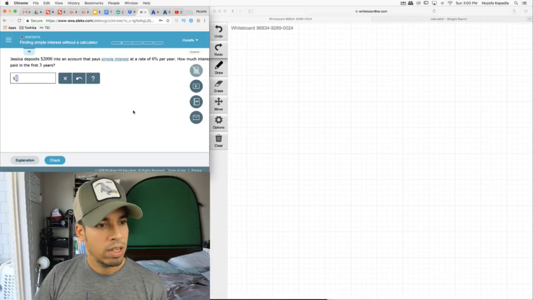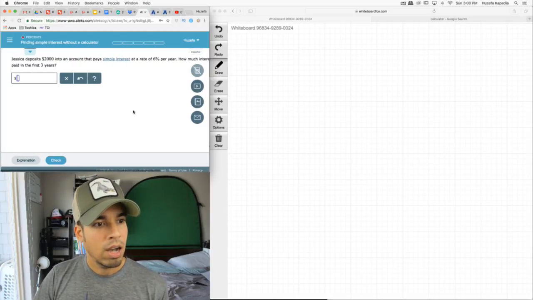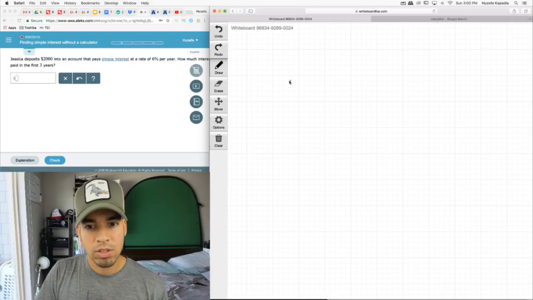Finding simple interest without a calculator. Jessica deposits $2,000 into an account that pays simple interest at 6% per year. How much interest will she be paid in the first 3 years? So this is how simple interest works. First of all, we need to take 6% of this value. So that's the first step.